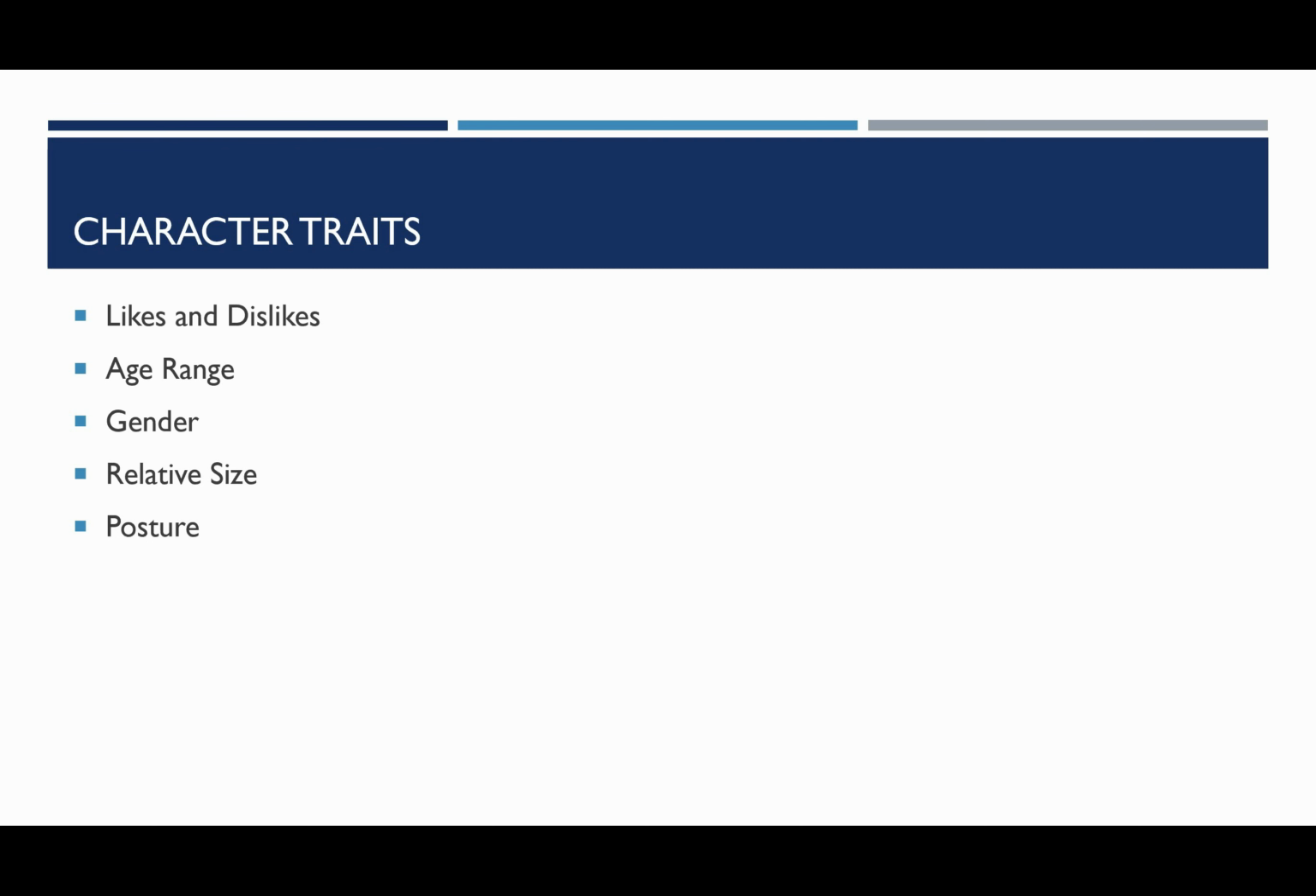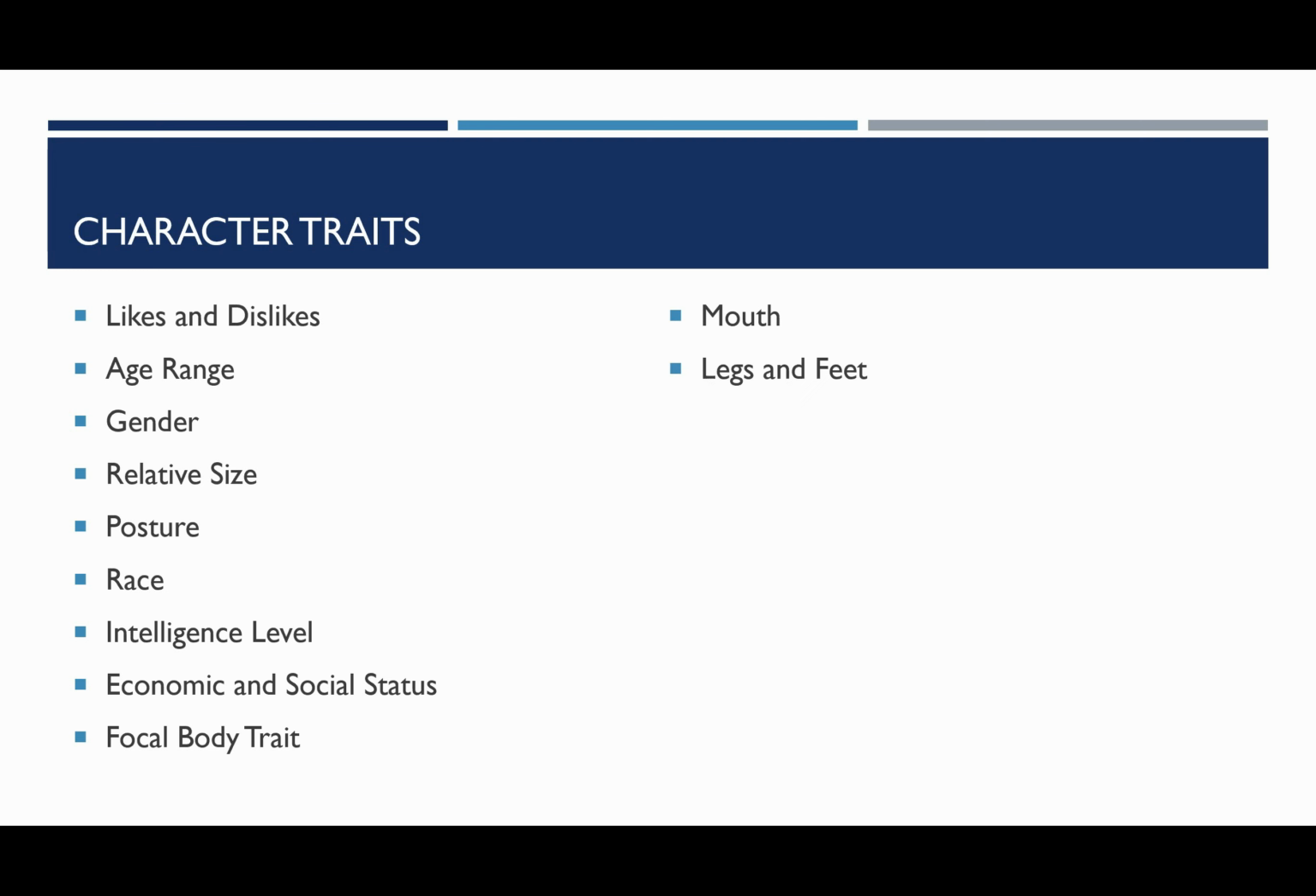Posture, super big one. Race, intelligence level, economic social status, focal body trait. What I mean by focal body trait is like one kind of action, gesture, or behavior that is unique to the character. So every time you go back to it, it's clear to the audience or to the judges which character it is. So it's kind of like a signaling tool. Mouth, legs and feet, vocal placement. So is the character's voice back here, or is it out from like here, right? Or is it in the middle, right? Where is it in your throat?